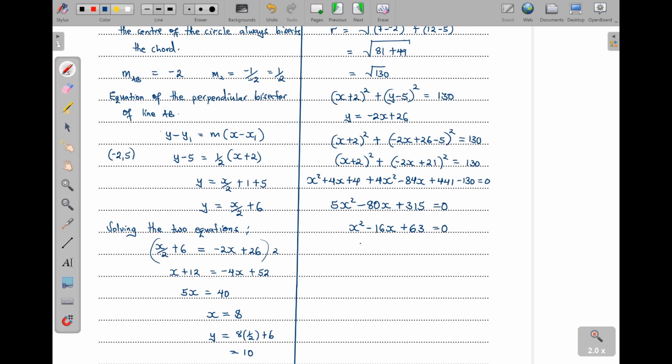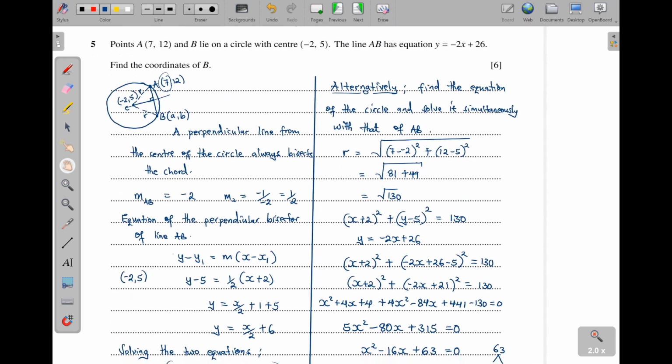Now, two numbers, when I multiply them, I get 63. When I add them, I get negative 16. Of course, that is 9 and 7. So both of them must be negative, such that we get this negative 16. So meaning we shall have x minus 9 and x minus 7 is equal to 0. So meaning x is going to be equal to 9, and also x is going to be equal to 7.